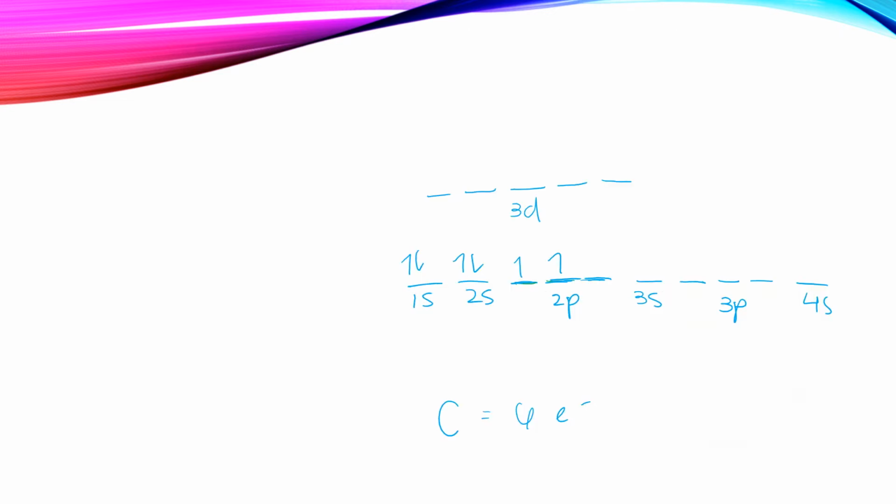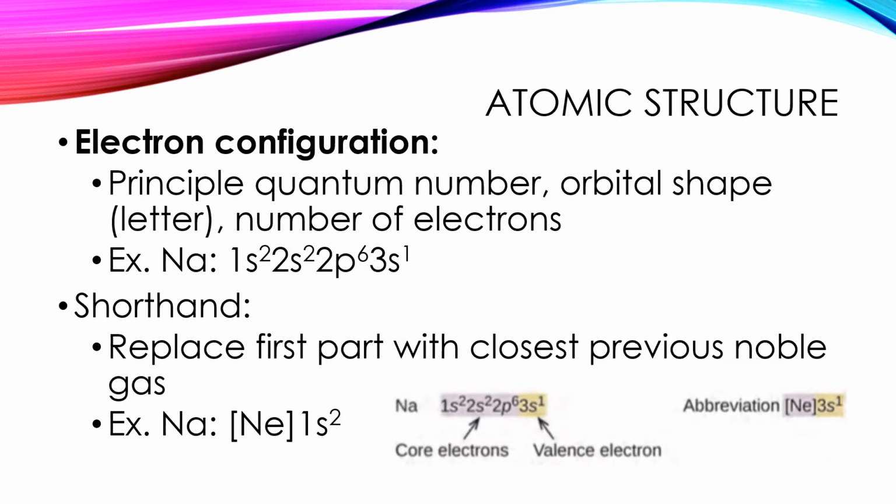So what you saw on the last slide with the arrows and electron configuration does not get that specific. Electron configuration only has the principal energy level, so the principal quantum number, the orbital shape, so s, p, d, or f, and then it's just the total number of electrons. So it does not get into the specific orientation.